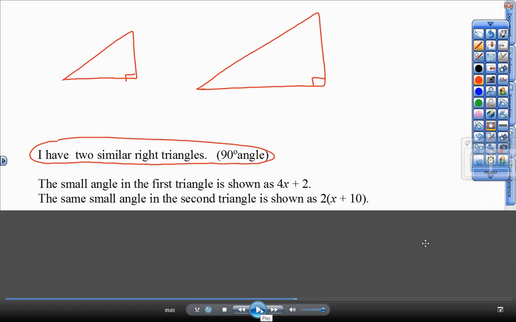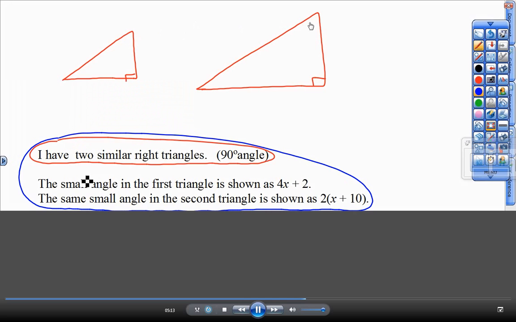So let's see. The next reading, I have two similar triangles with a 90-degree angle. The small angle in the first triangle is shown as 4x plus 2. The same small angle in the second triangle is shown as 2 times (x plus 10) in parentheses. So let's see what I got. For these triangles, this little angle right here, I have two bigger medium angles up here, and I have a right angle.